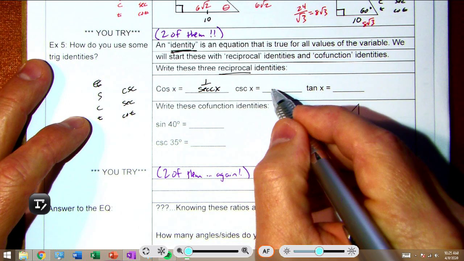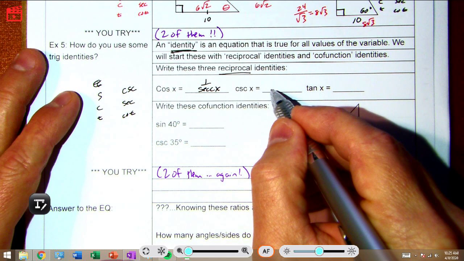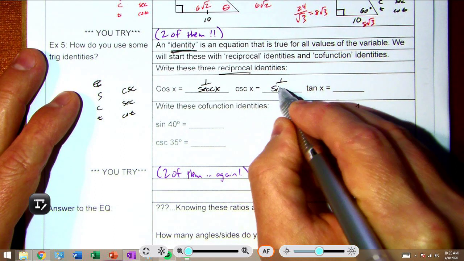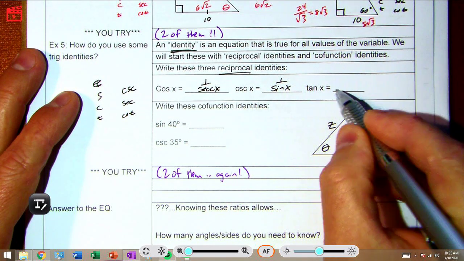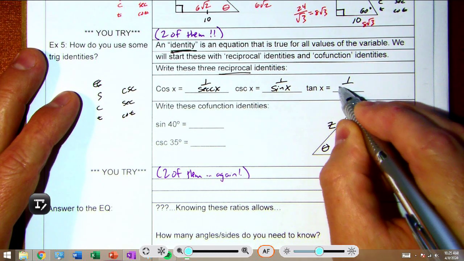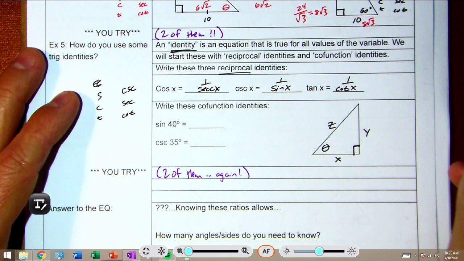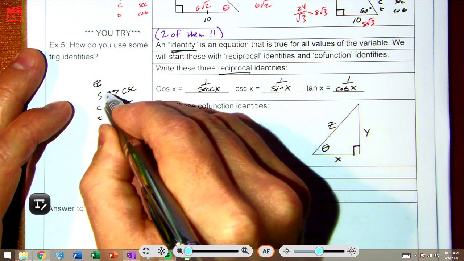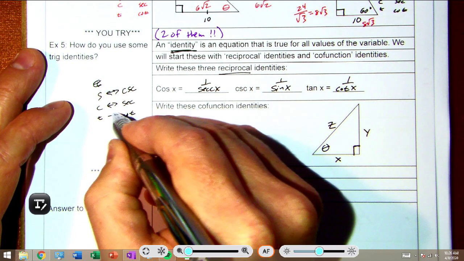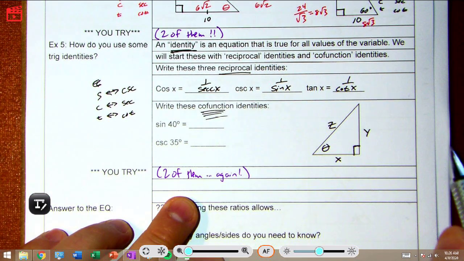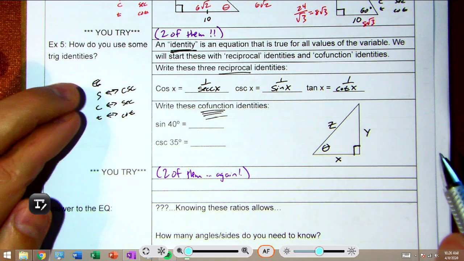How about cosecant? What's the reciprocal identity for cosecant? Well, it's the reciprocal of this. I'd say 1 over sine of x. And same thing for tangent. Tangent and cotangent are reciprocal identities. So I'd say 1 over cotangent of x. Okay? So as long as you remember your grid right here, the reciprocal identities go this way for all the six-way grid.